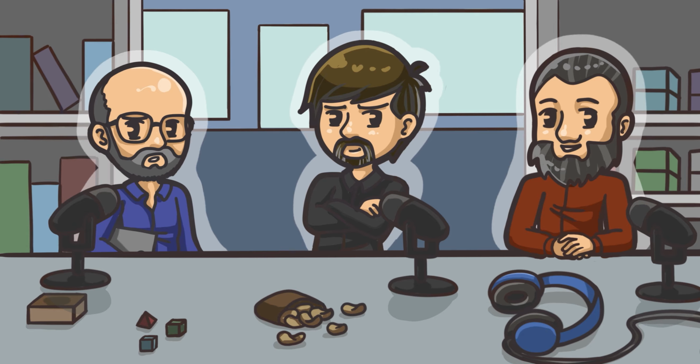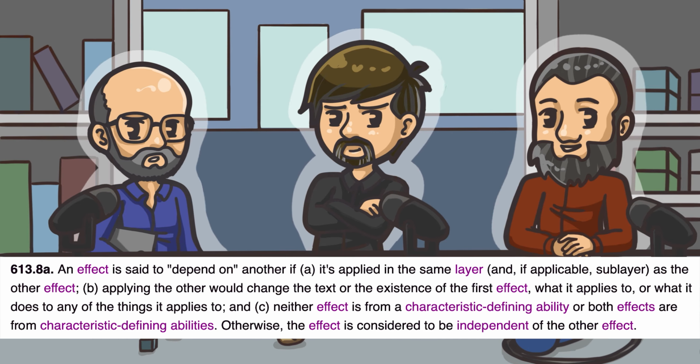And so again, dependency says an effect is said to depend on another if A, it applies in the same layer. Here we're changing type. Okay, that's all we're dealing with. And then applying the other would change the text or existence of the first effect.